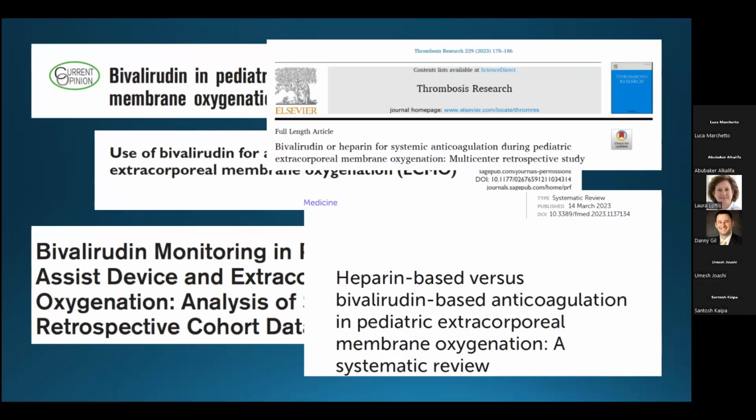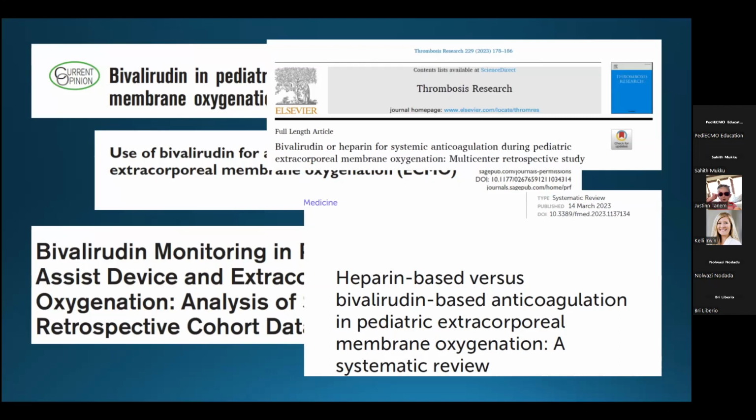I know it's something that we've all struggled with across the country and across all the international sites as well. And I think this is the biggest problem that we're having right now: like you have shown, there are lots of retrospective studies and some systematic reviews that have looked at use of bivalirudin, but we don't have any published randomized prospective studies right now that are comparing bivalirudin to heparin in our patients.